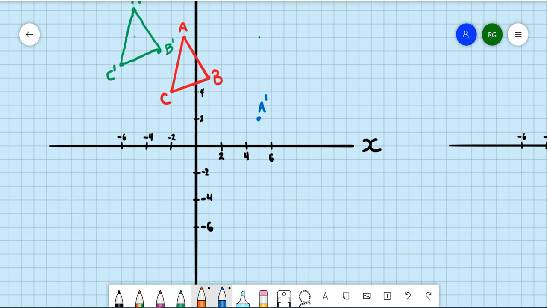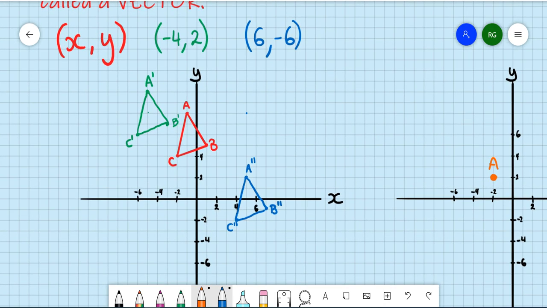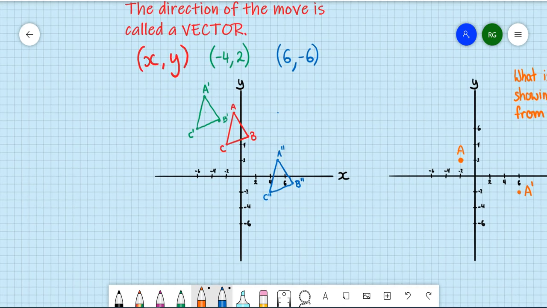Same principle applies for B. 2, 4, 6, 4. I think it's there. And my next one is going to be here. So here is my new blue triangle. I might call that B double dash, to signify that it's different to the green triangle. So there, I've moved the red triangle 2 different ways. One's the green, one's the blue, and we call that a vector.